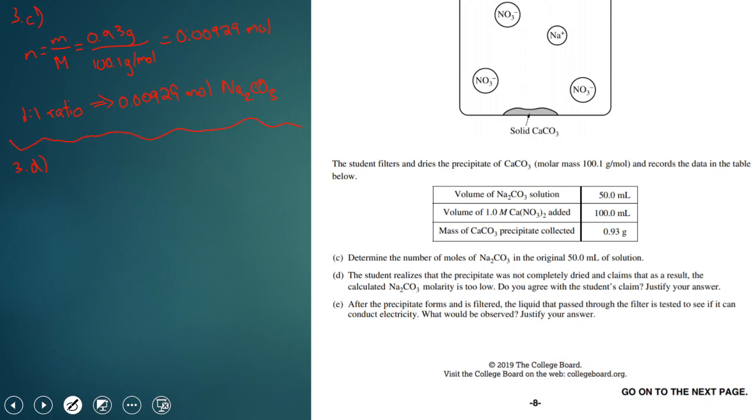Alright, it was a short question, so I'll just do D on here as well. The student realizes that the precipitate was not completely dried and claims that as a result, the calculated Na2CO3 molarity is too low. Do you agree with the student's claim? Justify your answer.